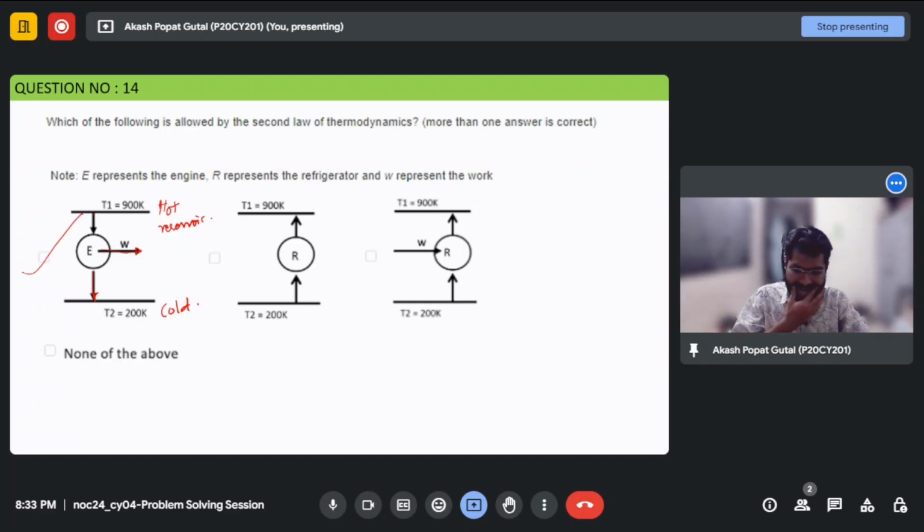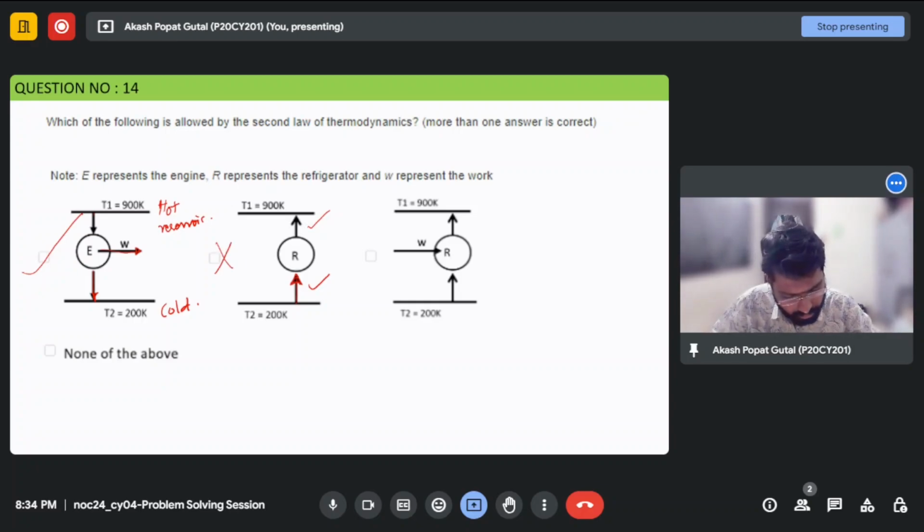The second is, E represents the engine, so the first option is right. In the second, T1 is 900 Kelvin, T2 is 200 Kelvin, and heat flow is going from cold to hot, and this is refrigeration. But as we can see, without doing any work, it is transferring heat, which means it violates the second law of thermodynamics. So this will not be the right answer.